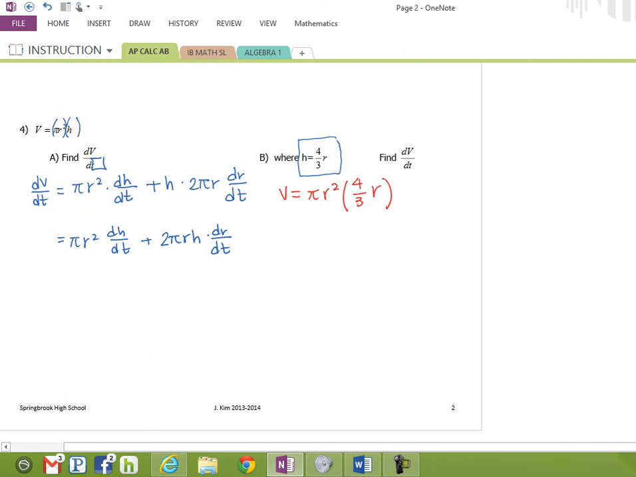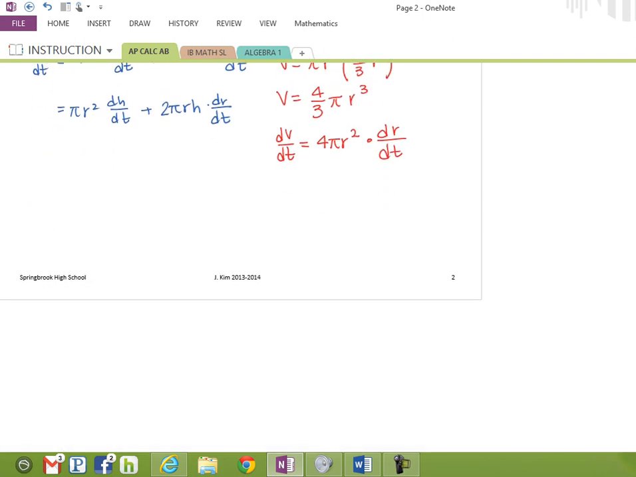So instead of h, I put in 4/3 r, and I'm just going to clean that up by pulling the constant in front with the pi, because that's also a constant, and then r cubed. What I've done is now eliminated the product rule. So with respect to t means I end up with 4 pi r squared times dr/dt, which looks much simpler than part A.